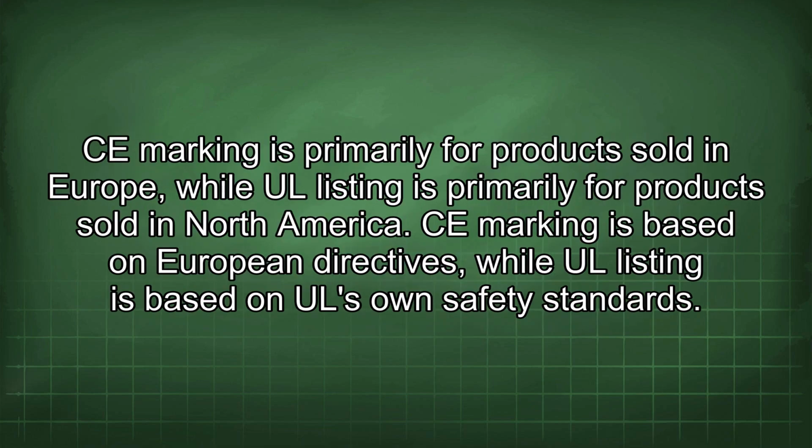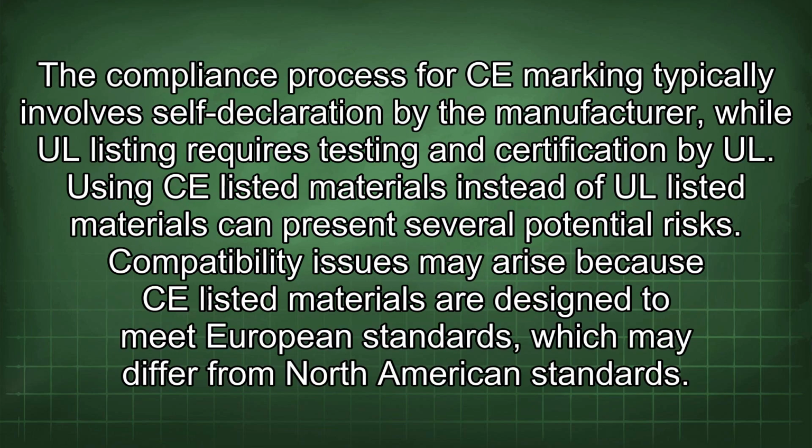CE marking is primarily for products sold in Europe, while UL listing is primarily for products sold in North America. CE marking is based on European directives, while UL listing is based on UL-owned safety standards. The compliance process for CE marking typically involves self-declaration by the manufacturer, while UL listing requires testing and certification by UL.